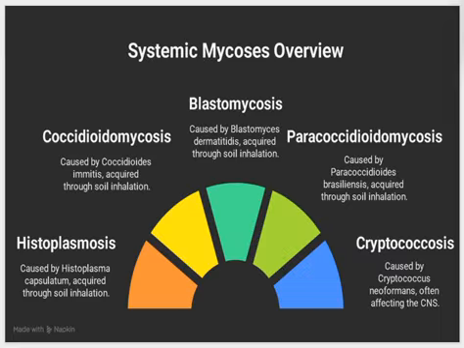Now, systemic mycoses are infections caused by fungi that typically come from the environment, especially soil. They include diseases like coccidioidomycosis, histoplasmosis, blastomycosis, paracoccidioidomycosis, and cryptococcosis. Each is caused by a specific fungus inhaled from soil particles. What's important here is that these infections can affect multiple organs, sometimes including the central nervous system, especially in the case of cryptococcosis. Understanding the source and nature of these fungi helps us grasp how systemic infections develop.